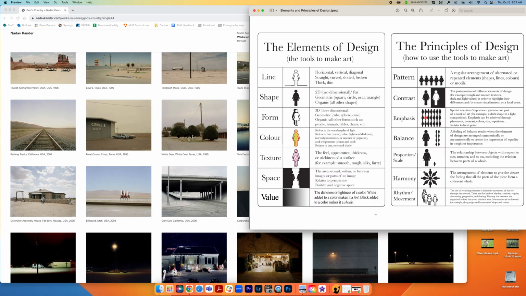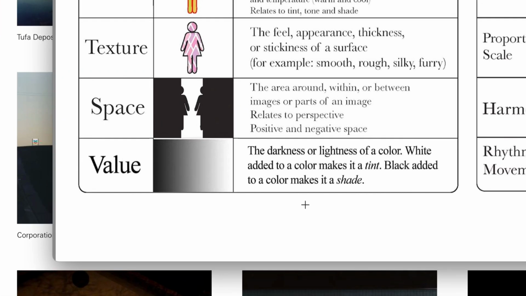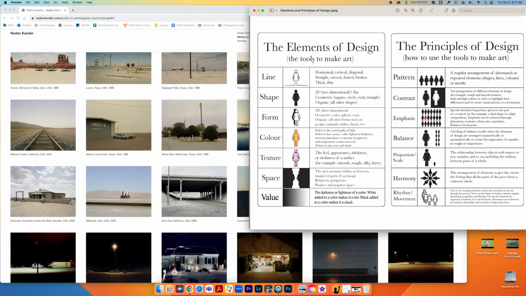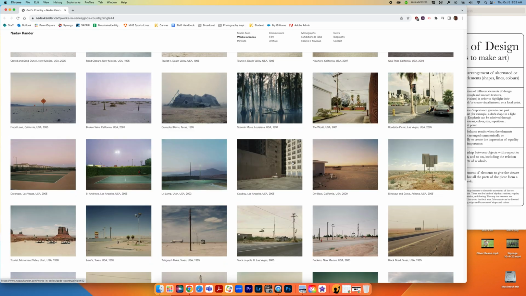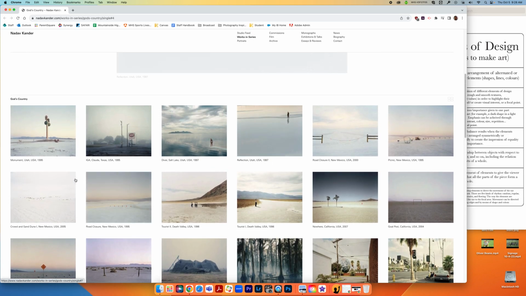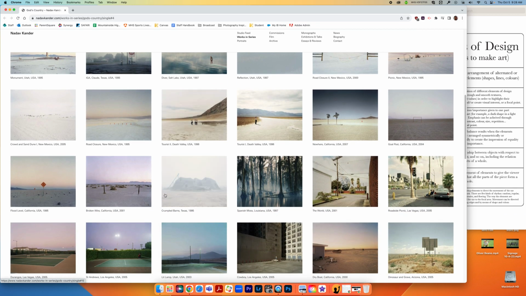When you look at the work as a whole, one of the things that really stuck out in the design wheel is the use of value. Value is the darkness and lightness of color. Basically what I noticed is that in all of the shots, a lot of them are what's known as high key photography, where if you look at the histogram, most of the ones during the day are bright and slightly overexposed, which gives it a kind of natural deserty look. I don't know how to better describe that.